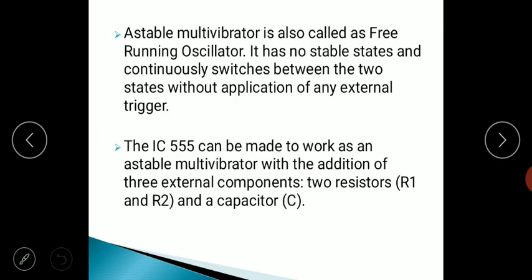So just quickly, whatever I explain is put in this slide again. Astable multivibrator is also called a free running oscillator. Why is it called a free running oscillator? As I already told, there is no stable state here, right?